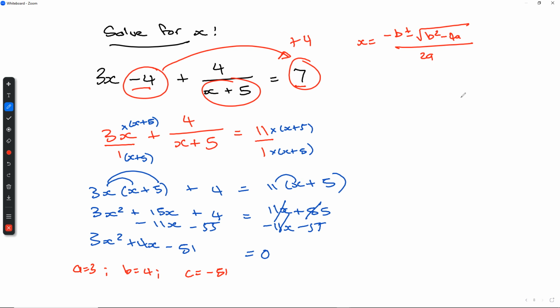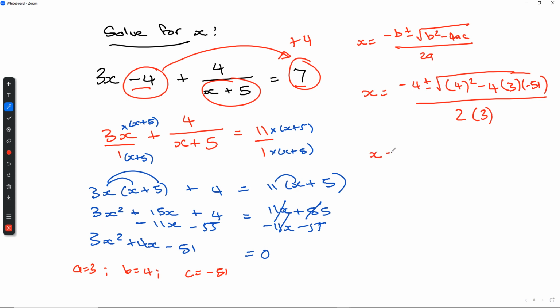And so from this, I can see x is equal to minus 4 plus or minus the square root of b squared, which is going to be 4 squared, minus 4, by the way, there's a c over there, 4 times 3 times negative 51, all divided by 2 times 3. And so negative 4 plus or minus the square root of 16. 4 times 3 is 12.